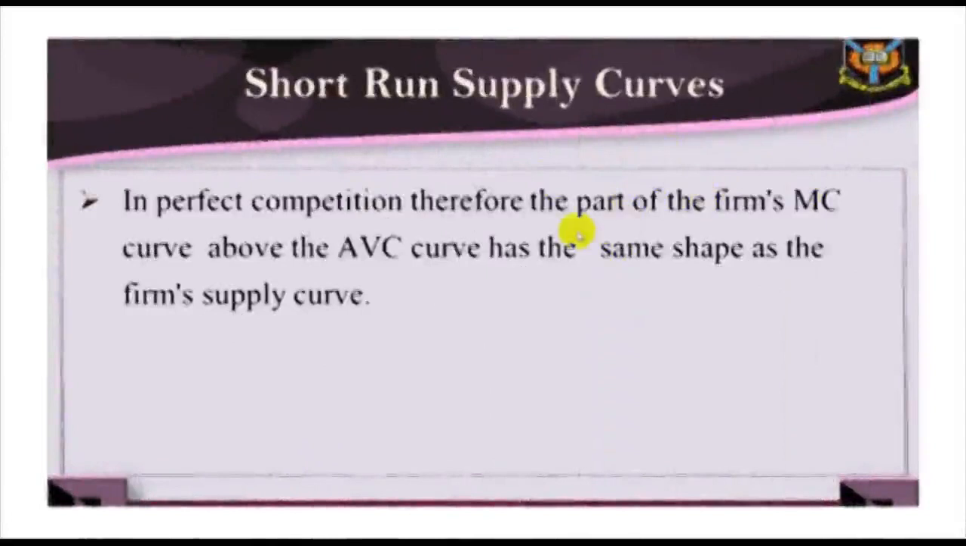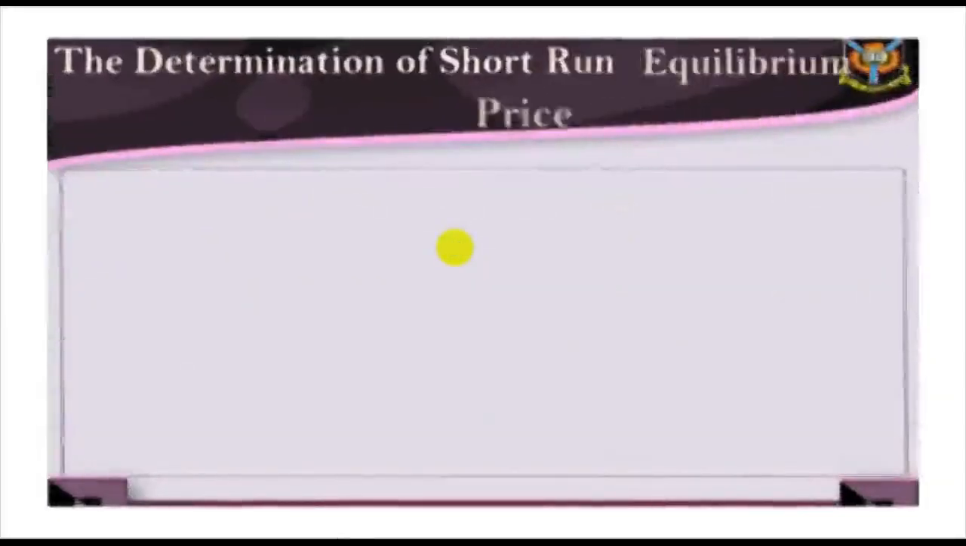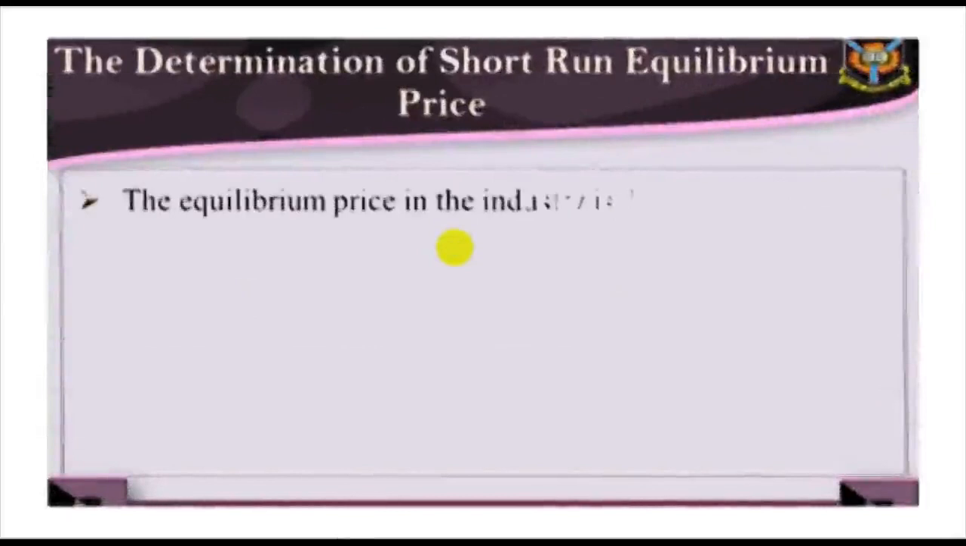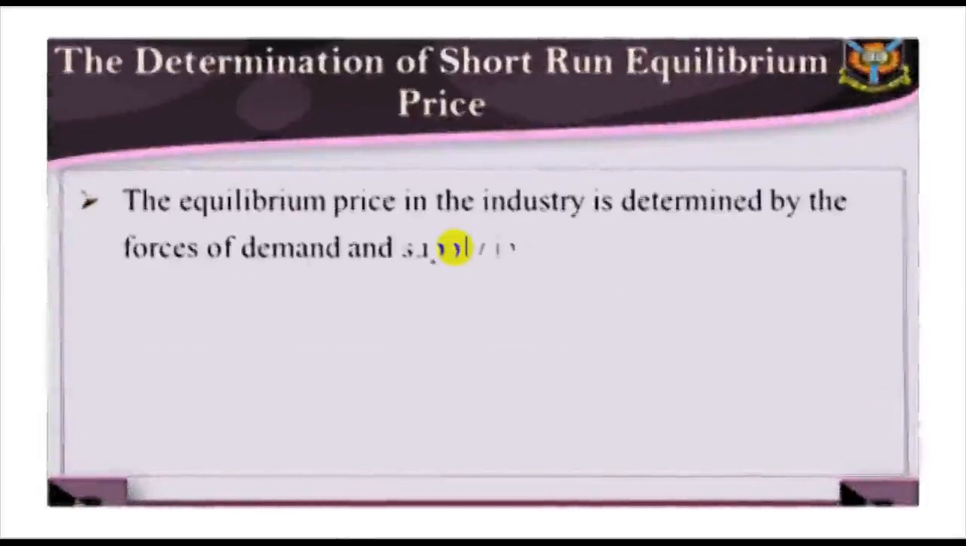In perfect competition, therefore, the part of the firm's marginal cost curve above the average cost curve has the same shape as the firm's supply curve.